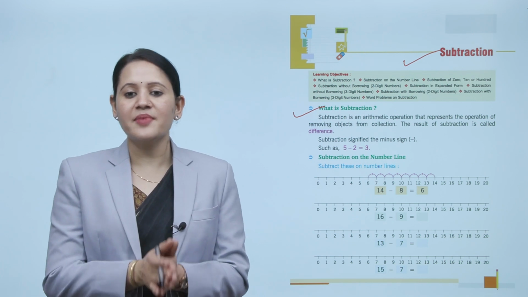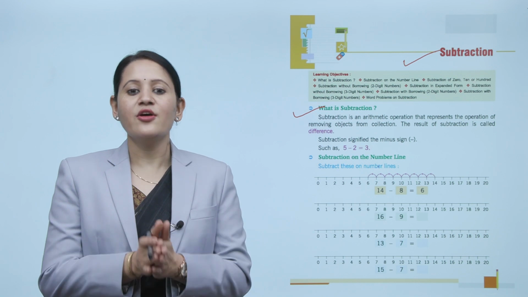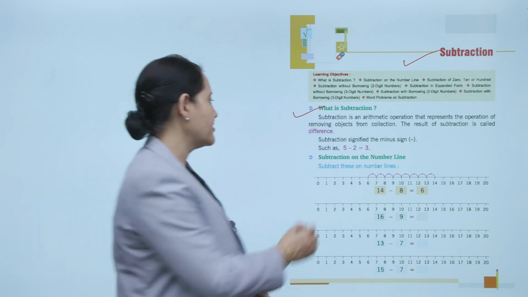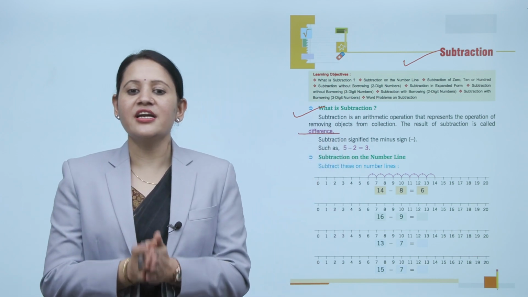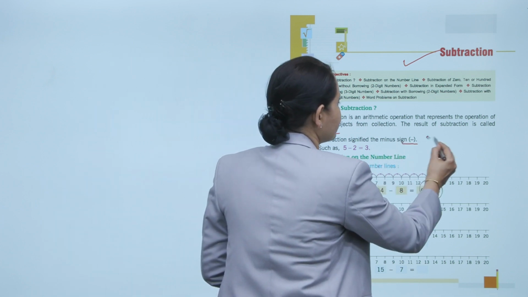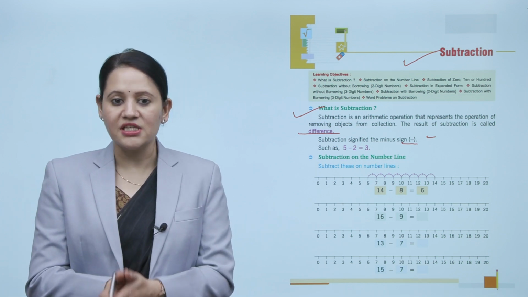Subtraction is an arithmetic operation that represents the operation of removing objects from a collection. The result of subtraction is called difference. Subtraction is signified by the minus sign. This is the sign called minus, and this is the sign of subtraction. Such as 5 minus 2 equals 3.